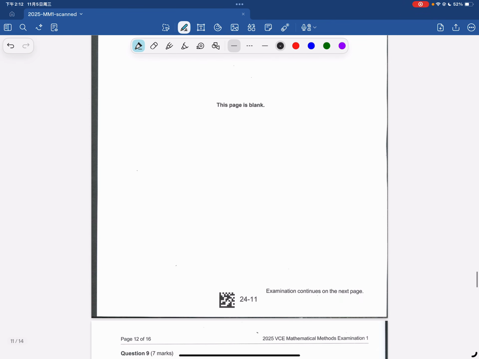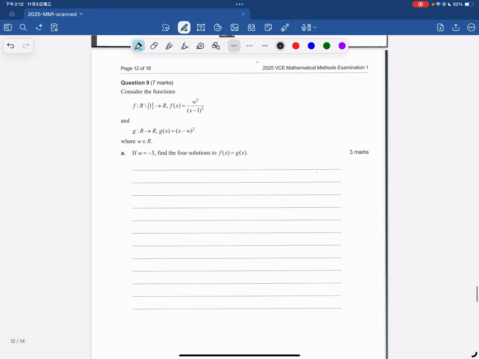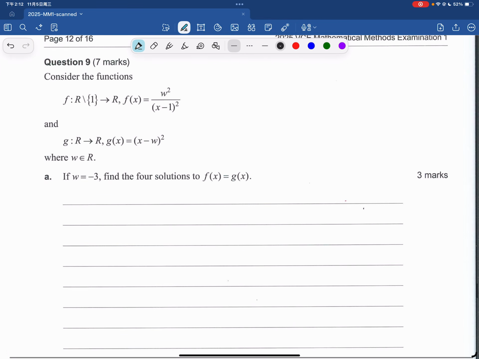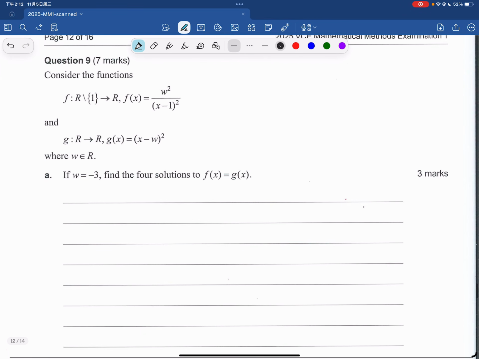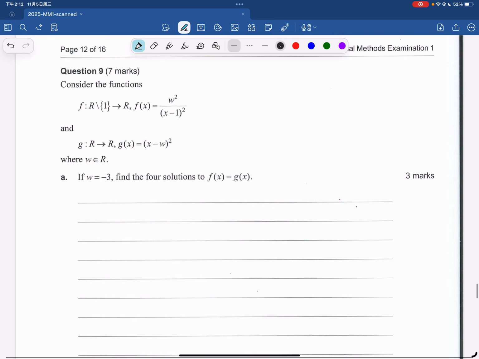The page is blank, but examination continues on the next page. Then consider two functions. This is a rectangular truncus, and this one is a turning point form quadratic. If w equals to minus 3, find the 4 solutions. The question told you explicitly 4 solutions.